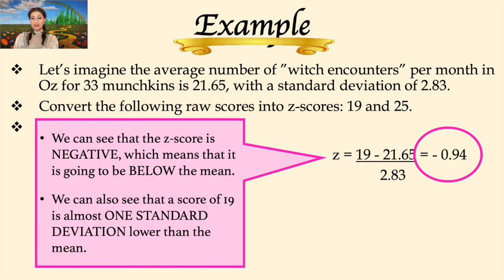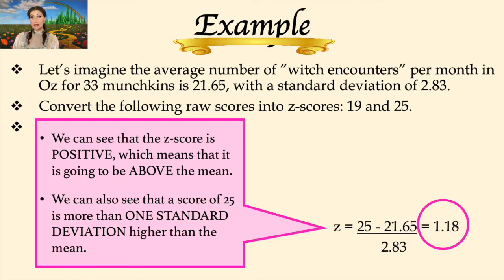So because we can see that the first z-score is negative, it tells us that this value is below the mean. We can also say that a raw score of 19 is almost one entire standard deviation lower than the mean. Remember, z-score is another word for standard score, or a way for us to locate where on a normal distribution a standard score can fall. And because we know that standard scores are relative to standard deviations, we can say that the raw score of 19 falls almost one standard deviation below the mean.